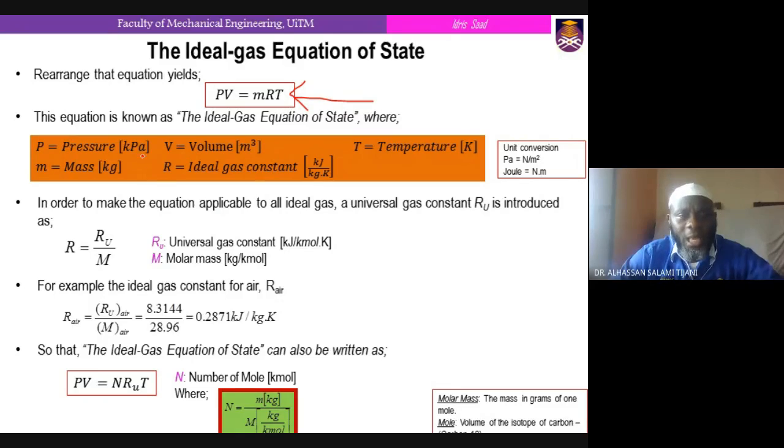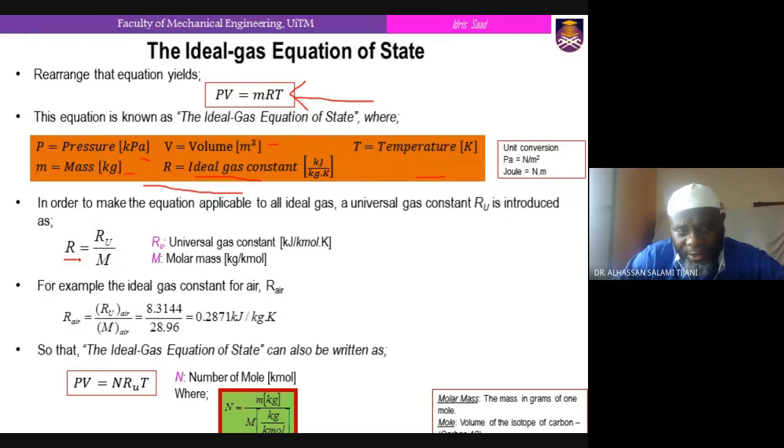Okay, so these are the parameters associated with the ideal gas equation. So you have the ideal gas constant, temperature in Kelvin, this is the volume, we have the pressure, and then the mass. Okay, so in order to make the equation applicable to all ideal gases, a universal gas constant, Ru, is introduced. So what is this universal gas constant? The universal gas constant is defined through the ideal gas equation, which is given by this.